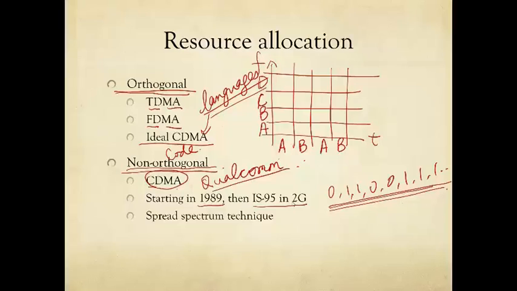And then in third generation, both main tracks of 3G, one is called UMTS, the other is called CDMA2000, actually use elements of CDMA technology. Okay. So if you're using a 3G phone, then you are using CDMA.